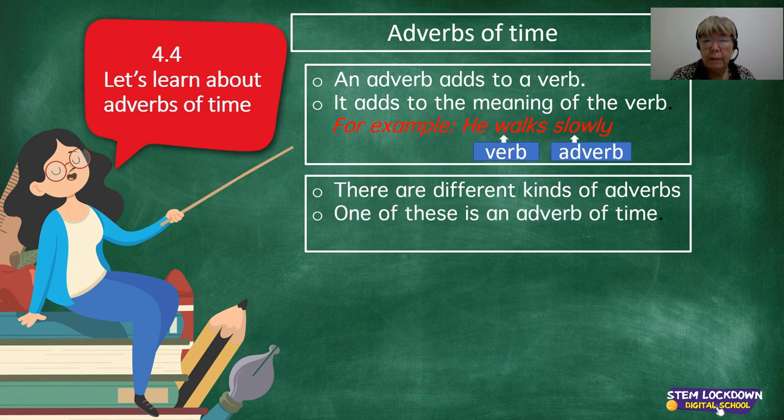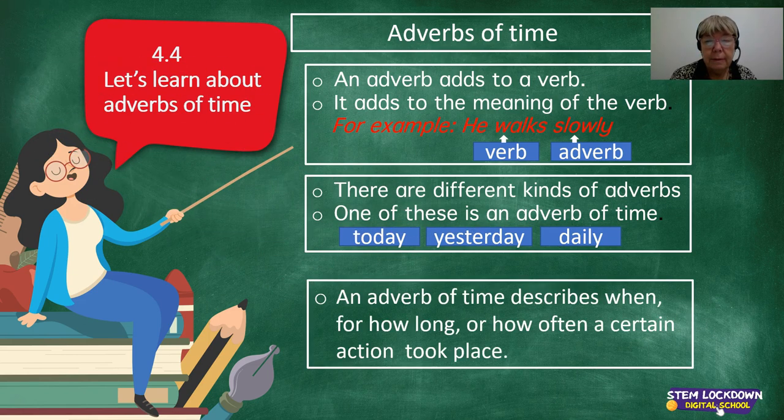But we're going to deal with adverbs of time. Adverbs of time are words like today, yesterday, and daily. Words like that answer the question when. When did it happen? So an adverb of time describes when, or for how long, or how often a certain action takes place. Okay, ready to do an activity?